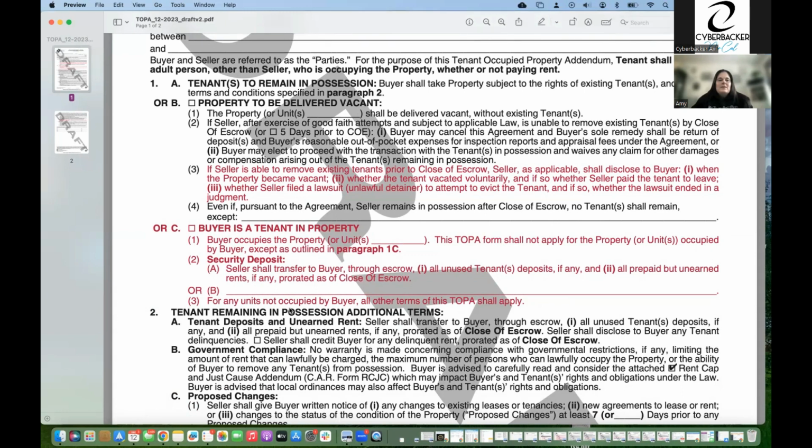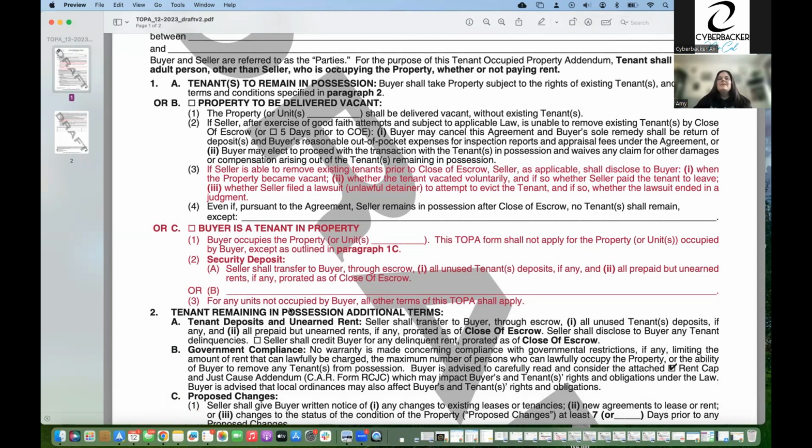C2 is security deposit. Seller shall transfer to buyer through escrow all unused tenants' deposits, if any, and all prepaid but unearned rents, if any, prorated at close of escrow. So the buyer is going to get their deposit and their prorated rent back. B is blank. You can fill something in there. And then C3 is for any units not occupied by buyer, all other terms of the TOPA shall apply.